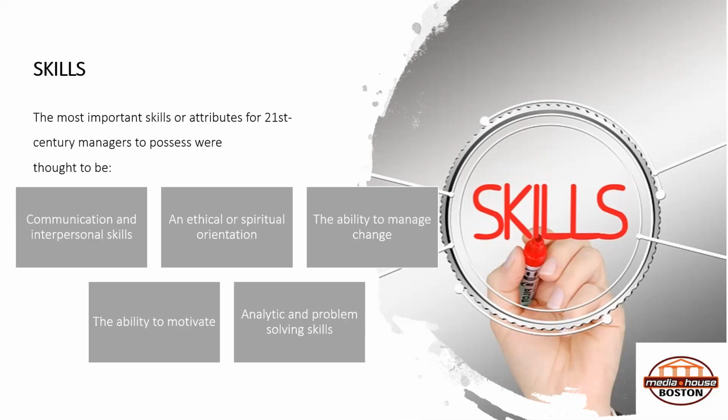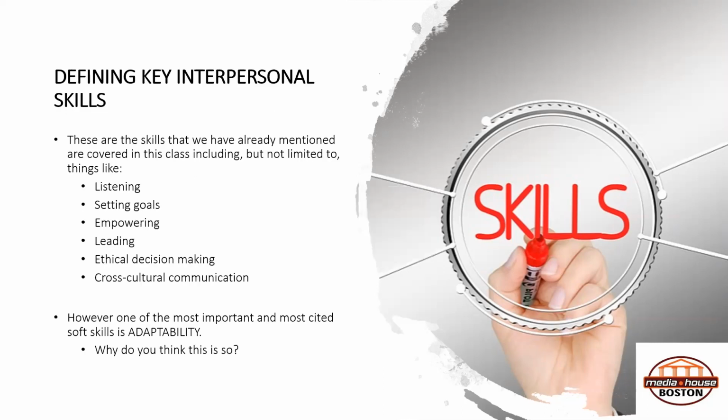So we said that interpersonal skills are super important for managers and not only employees, but what inherently are interpersonal skills? We said that we all need to have a range of skills and that interpersonal skills are critically important in the workplace, and these go hand in hand with communication. But what ultimately are interpersonal skills then? So interpersonal skills are skills such as, but not limited to, the skill to be able to listen, set goals, empower others, take the lead, make ethical decisions, and be able to communicate across cultural boundaries. Adaptability is also a key interpersonal skill that we need to harness in the workplace.